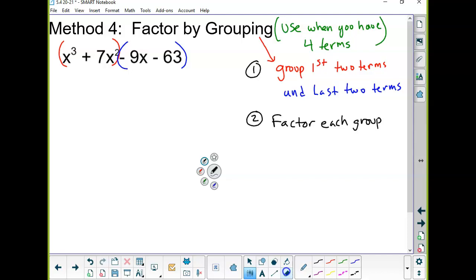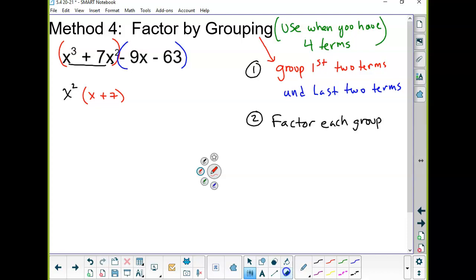So for this first group, what do these two have in common? Squared, right? We're taking the largest possible, and that's key. You do have to take the largest. And then what's left over? And if you are somebody who has to do different colors, this would be a perfect color scheme to do here. So I have an x plus a 7 left over.